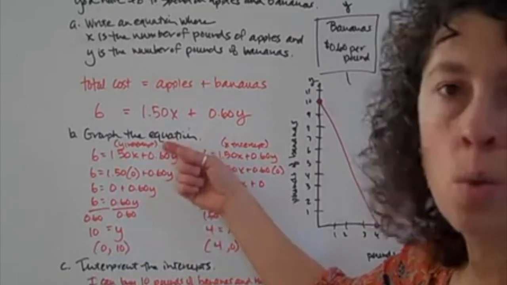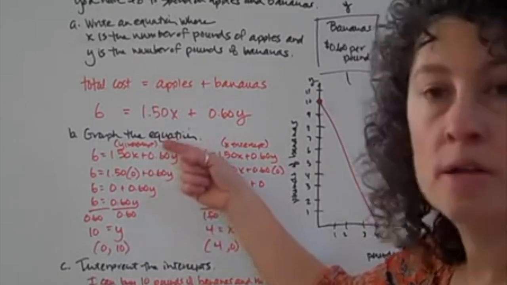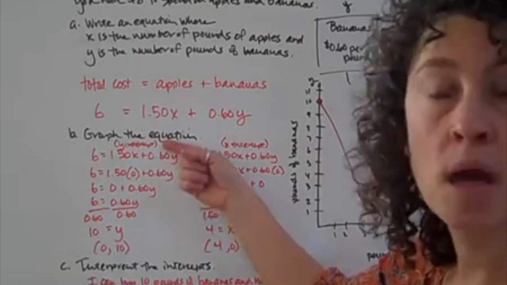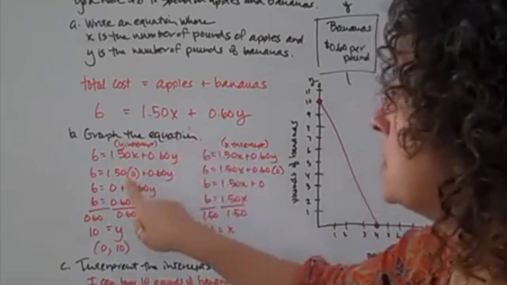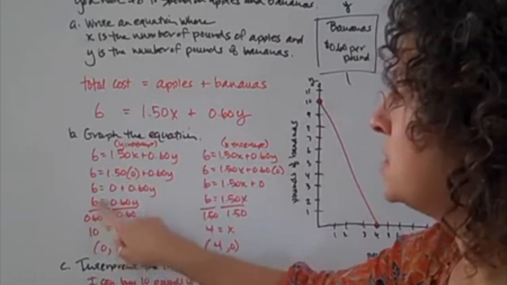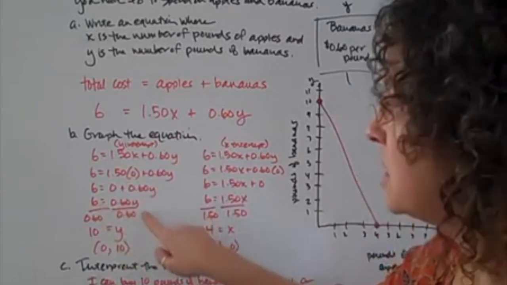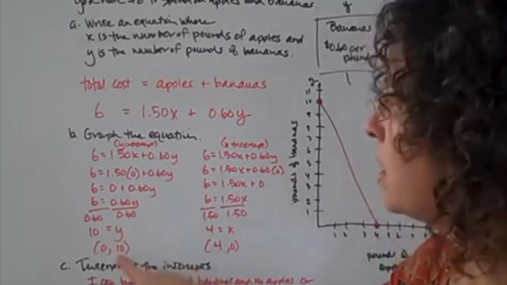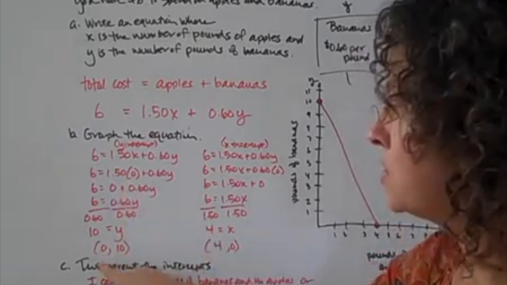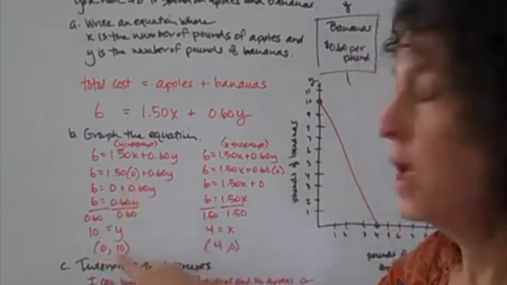So first I'm going to find the y-intercept, and to do that, I'm going to put 0 in for x. I'll have a number for y, but my x is going to be 0. So I plug a 0 in for my x, and I do the math. I come up with 6 equals 0.60y. I divide by 0.60 on both sides, and I get y equals 10. So I have one intercept, my y-intercept of 0 for x, and y equals 10.